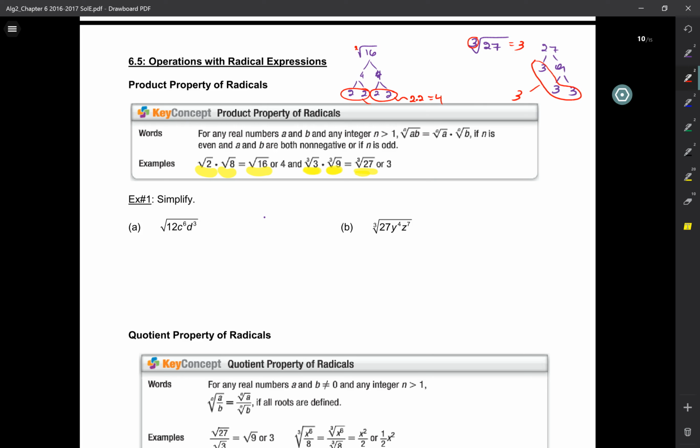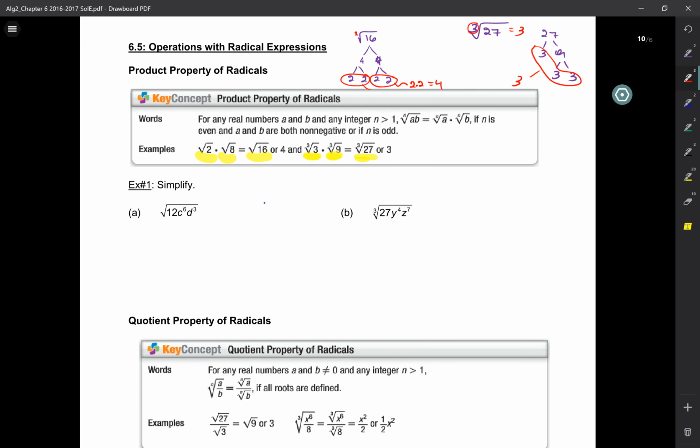All right, so let's take a look at how we're going to do this one. I have the square root of 12c to the 6 d cubed. We do each element independently of each other. So first you take care of the number, the 12, the coefficient, then the c, then the d. So let's do the 12. 12 is 4 times 3, which is 2 times 2 times 3. So it's a square root, that means I'm going to group by 2's. So one 2 comes out, the 3 stays in.